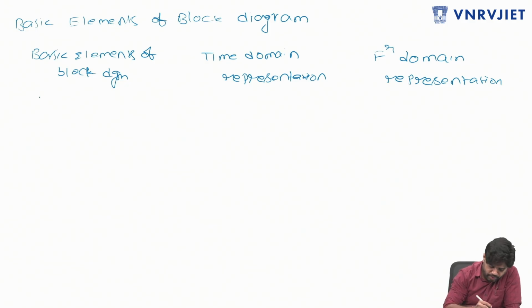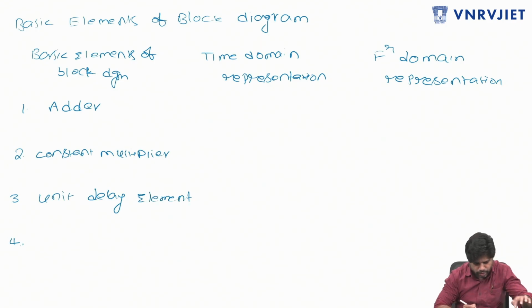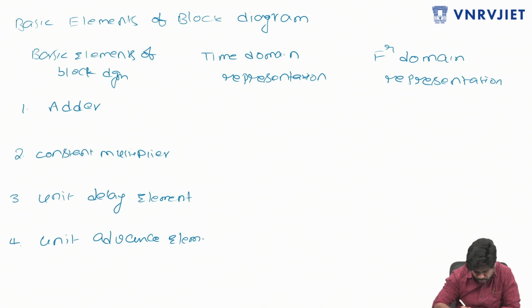So the first basic element of the block diagram will be the adder, and the second one is the constant multiplier, and the third one is the unit delay element, and the fourth one is the unit advance element. So these are the basic elements of the block diagram.